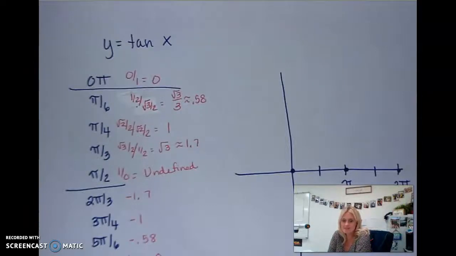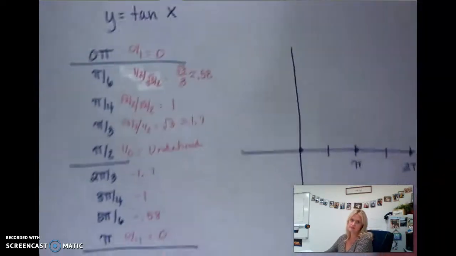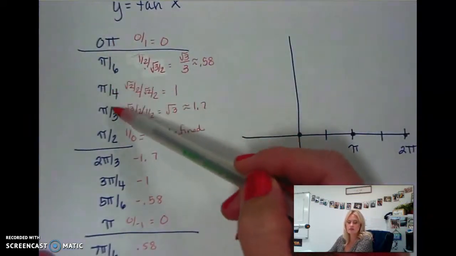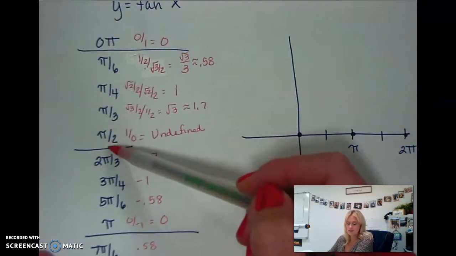So one thing we haven't talked about very much is the tangent graph and what that looks like. This isn't necessarily in your notes, so if you want to take your notes, you can. What I did was I filled out the unit circle, all the points all the way around the unit circle, and filled in the tangent.